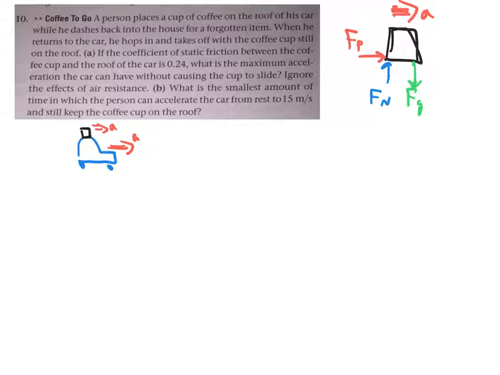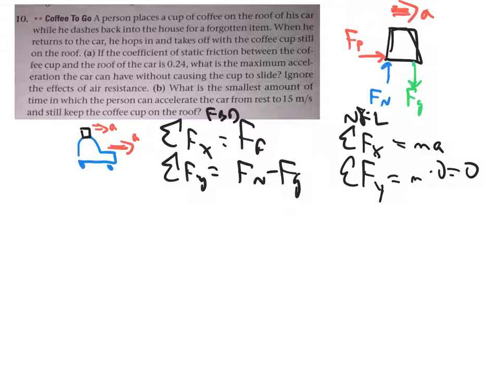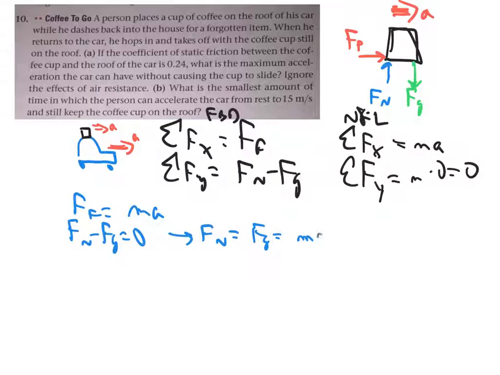All right, after that, it's not too bad, because we can start saying the sum of our forces in the x direction is just the force of friction, and the sum of the forces in the y direction is the normal force minus the weight. That's from the free body diagrams. From Newton's second law, the sum of the forces in the x direction is the mass times the acceleration, and the sum of the forces in the y direction is the mass times 0, or 0. So putting those together, F_f equals ma, and F_n minus F_g equals 0. This tells us that F_n equals F_g, which is always the mass times g.